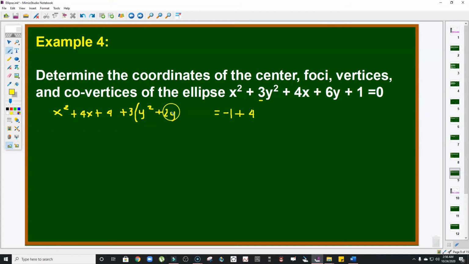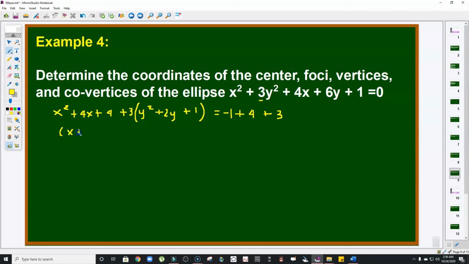So divide 2. Okay, 2 divided by 2 is 1. Squared mo, plus 1. Okay? Para perfect square. But take note, may 3 ako doon. So, meaning to say, pag binalik ko yan, you have to multiply 3 here. So, 3. So, add ka rin ng 3 dito. See that? Okay.